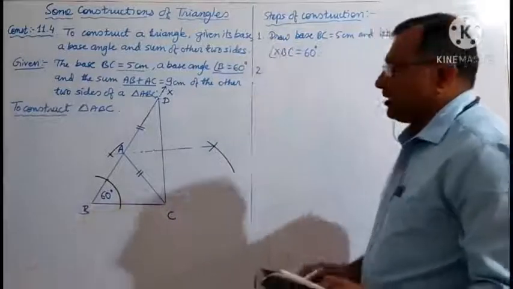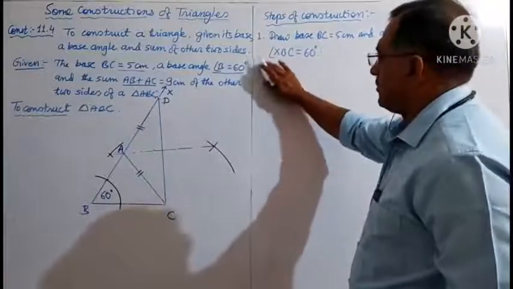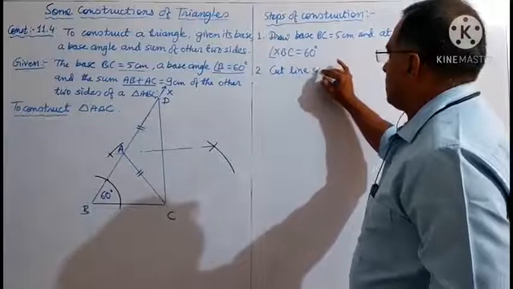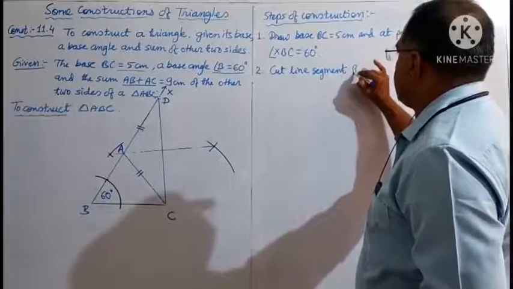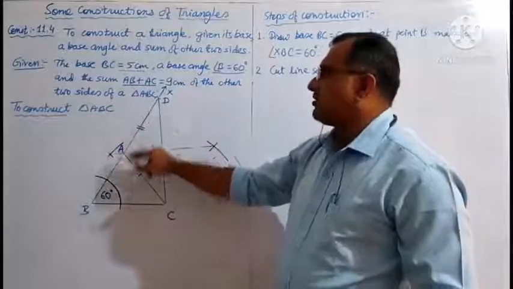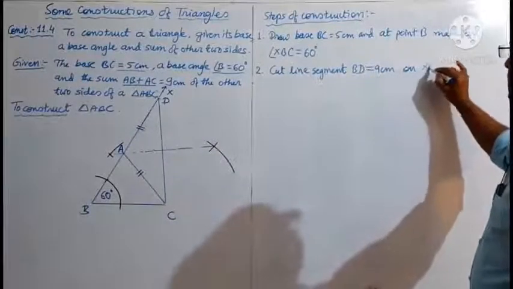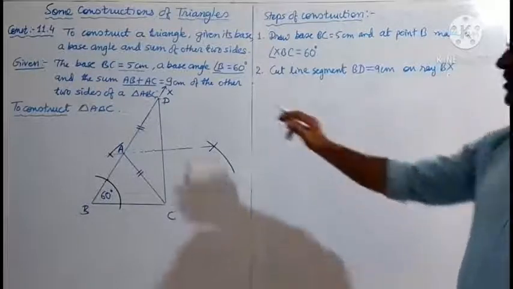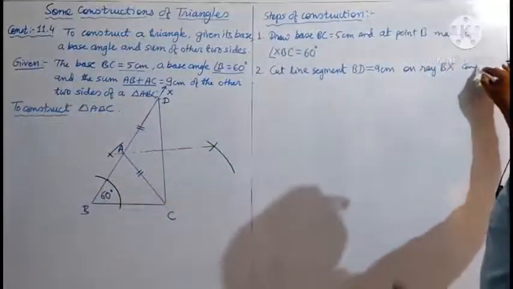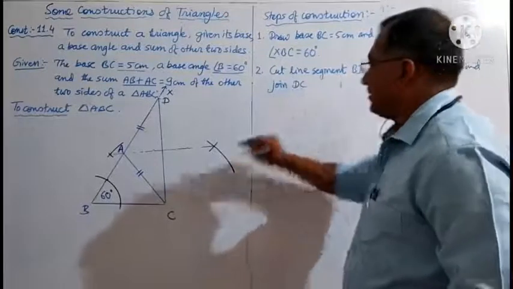Then, second point, now take point D, or cut line segment BD equal to 9 centimeter, or taking B as a center and radius equal to 9 centimeter, draw an arc which intersects BX at D. So cut line segment BD equal to 9 centimeter on ray BX, so that you get BD equal to 9 centimeter, and join DC.